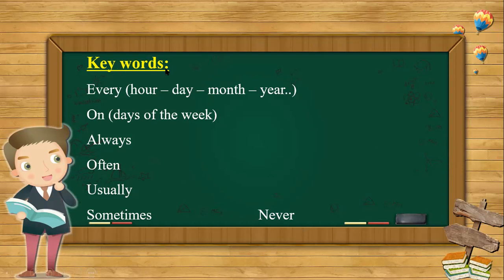We will say the keywords again. It's every, and as I said before, after every, I have to put every what? On, and after on, days of the week, always, often, usually, sometimes, never. All of these are keywords. When I see them, I know I am at a present simple tense sentence. I have to put the verb in the present simple tense. Is it all clear till now? Is anything difficult? Super. Let's continue.